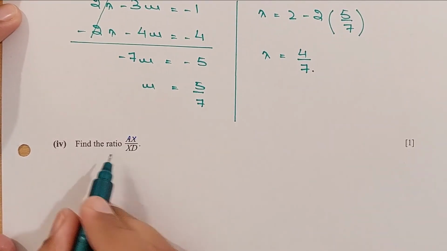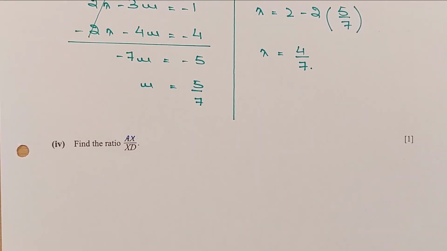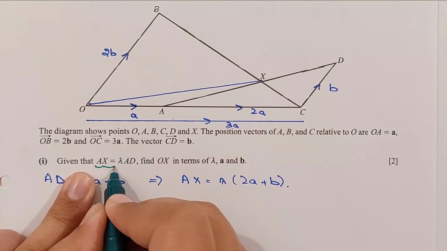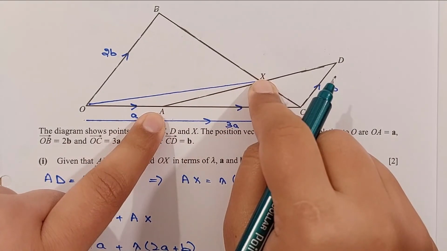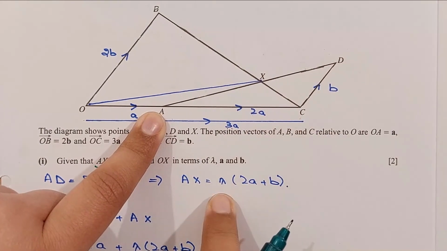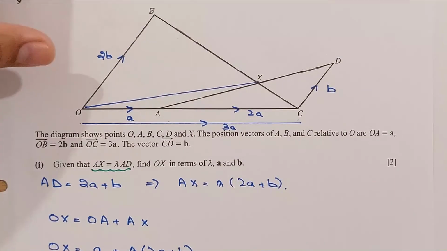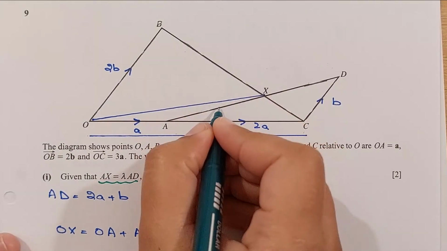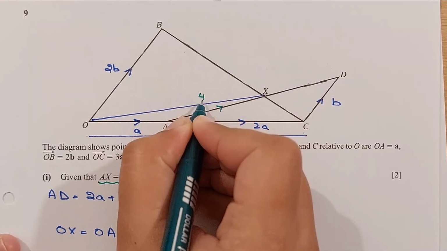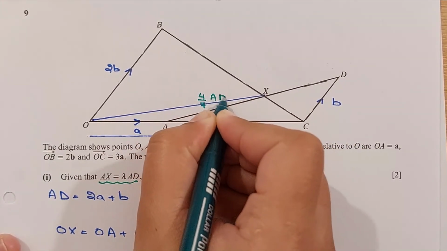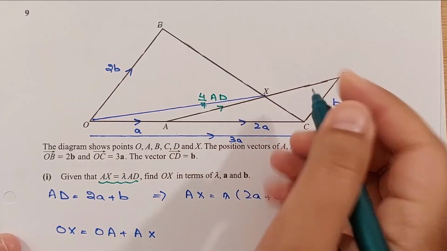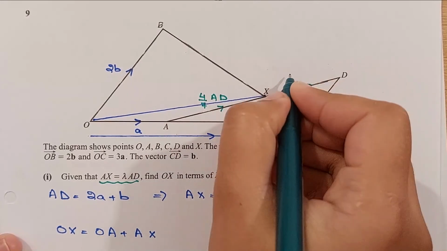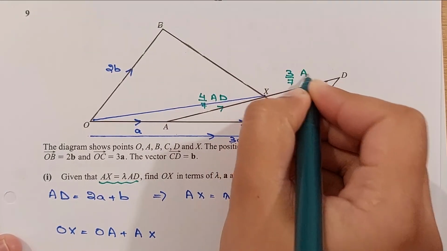Now for part 4, find the ratio AX to XD. Okay, so here you can see what AX is. A to X is lambda times AD, and we know that the lambda we got is 4 by 7. So AX is 4 by 7 of AD, right? And what is X to D? If AX is 4 by 7, then the other is 3 by 7, so XD is 3 by 7 of AD, right?